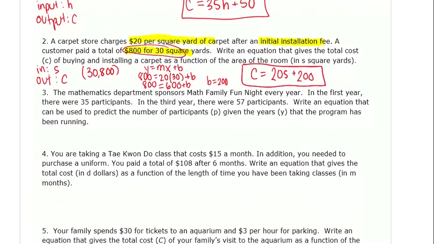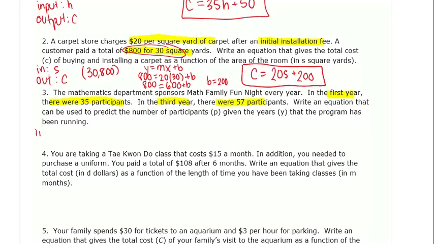Number 3. The mathematics department sponsors Math Family Fun Night every year. In the first year, there were 35 participants. In the third year, there were 57 participants. Write an equation that can be used to predict the number of participants given the years that the program has been running.